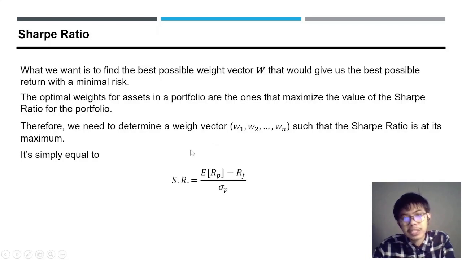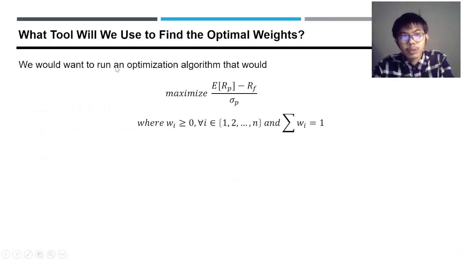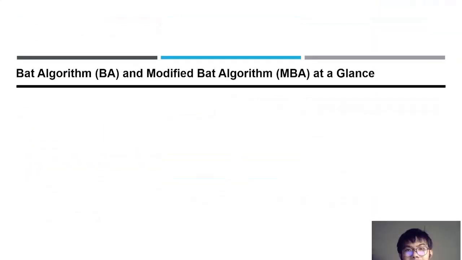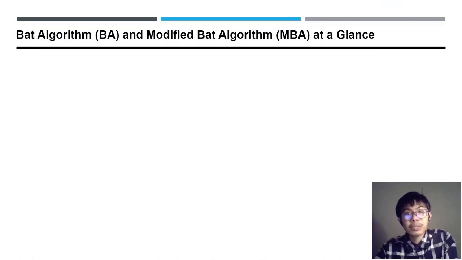As previously mentioned, the Sharpe ratio formula is calculated as follows, where ERP is the expected return of the portfolio, RF is the risk-free return, and sigma P is the standard deviation of the portfolio. We want to run an optimization algorithm that would maximize the Sharpe ratio formula with this constraint. In this research, we will use a modified bat algorithm to solve the above optimization problem, which is to find the optimal weight. In this session, I would like to briefly explain BA and MBA.